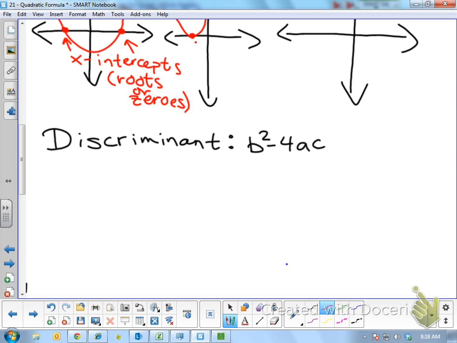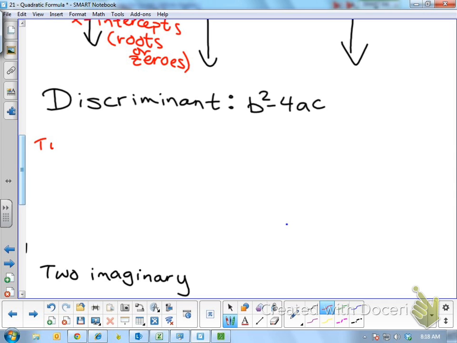If we don't have the picture, then it can give us the information we need. If we have the picture, we could just look at the picture and tell. If we don't have the picture, we need to use what's called the discriminant. So we had our 3 possibilities. We had 2 real solutions.